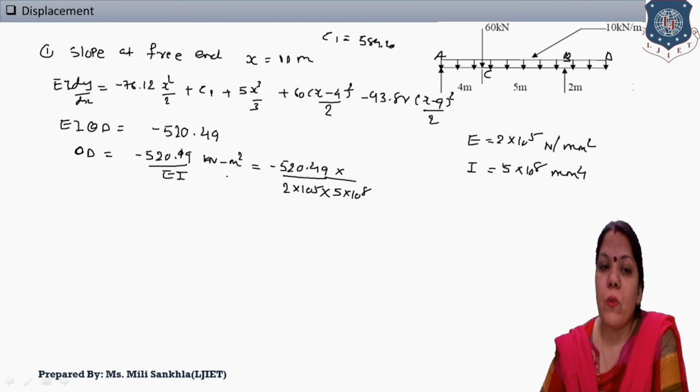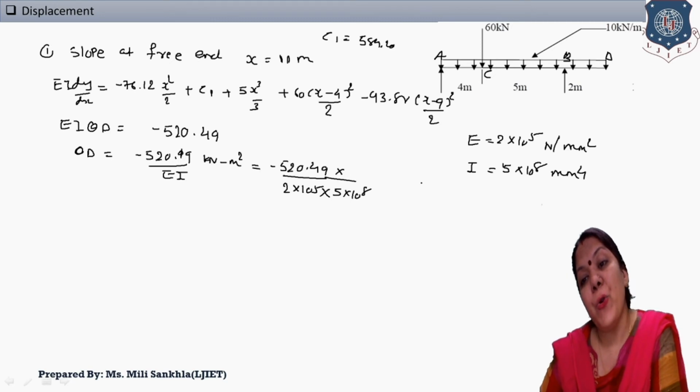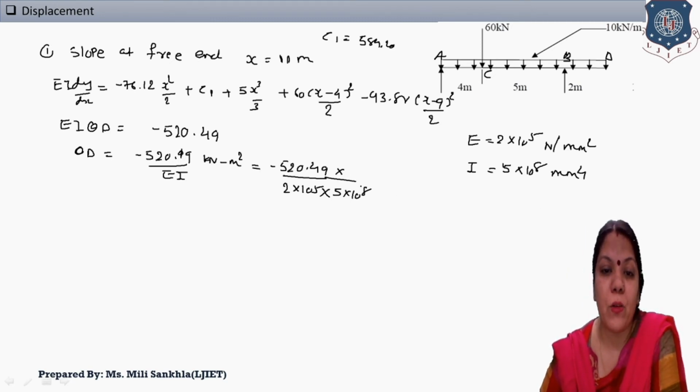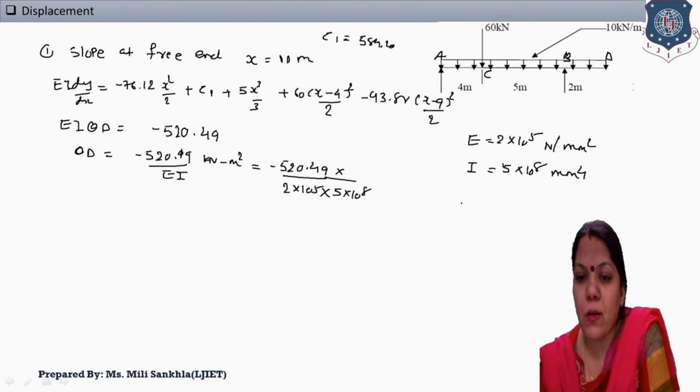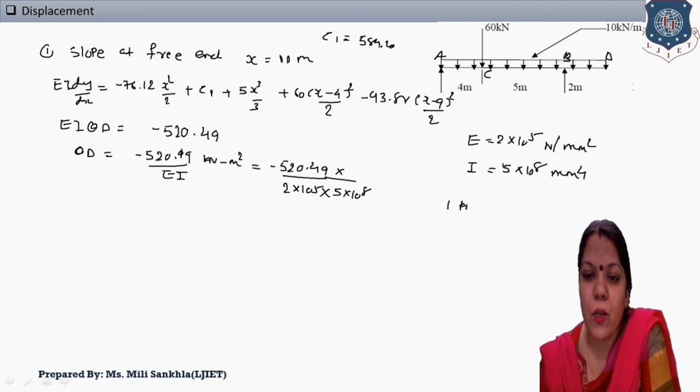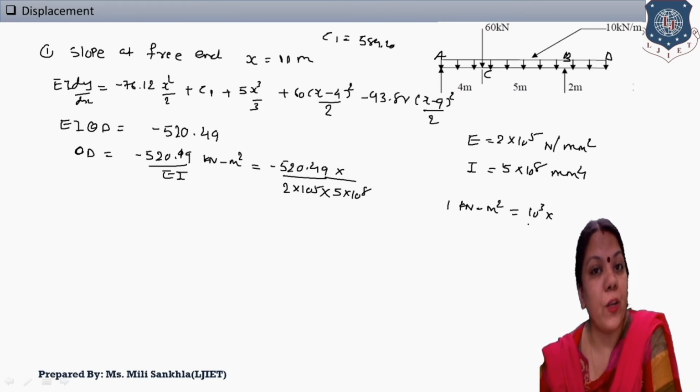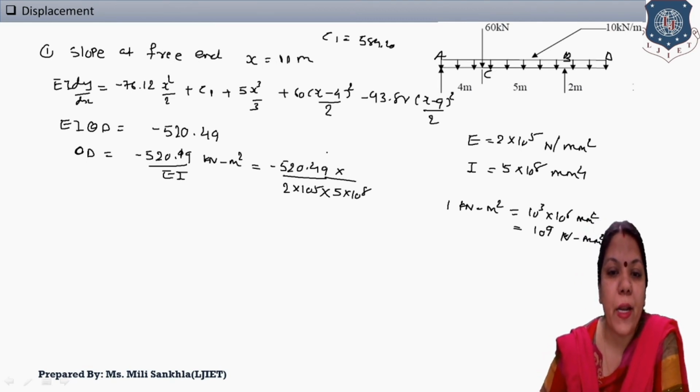So if we want to convert this kilonewton into meter square in Newton mm, or it may be possible we consider Newton mm and convert into kilonewton into meter, but in this case we convert this kilonewton into meter square in Newton mm. Okay, here in right hand side I convert this value: 1 kilonewton meter square, how much Newton mm? 1 kilonewton is equal to 10 raised to 3 Newton, 1 meter is equal to 1000 mm, so 1 meter square is equal to 10 raised to 6 mm square. Okay, so this conversion is equal to 10 raised to 9 Newton mm square. Put this conversion, 10 raised to 9.